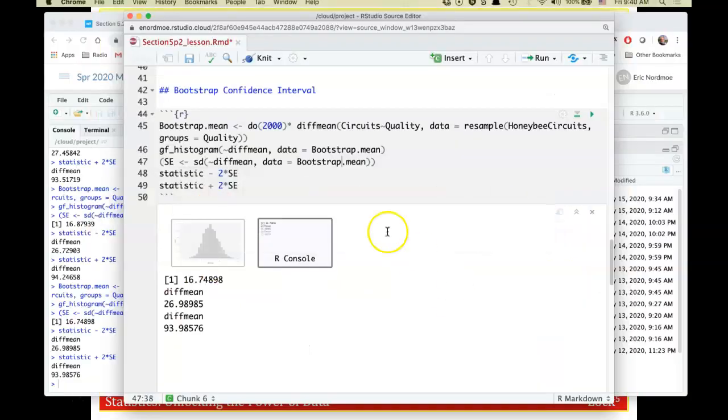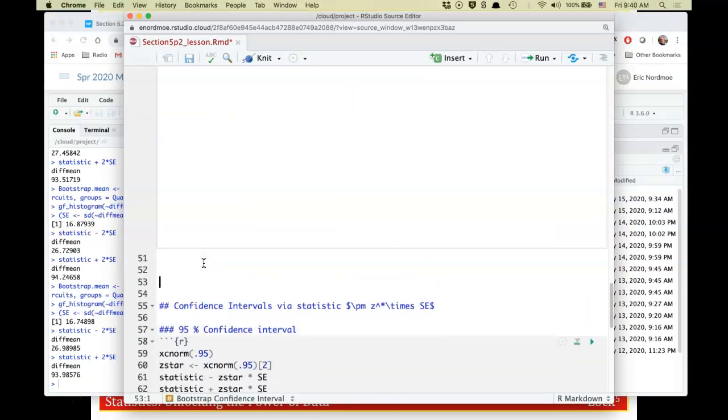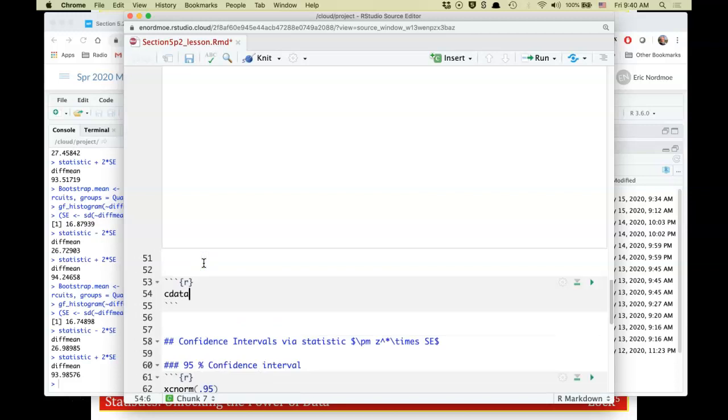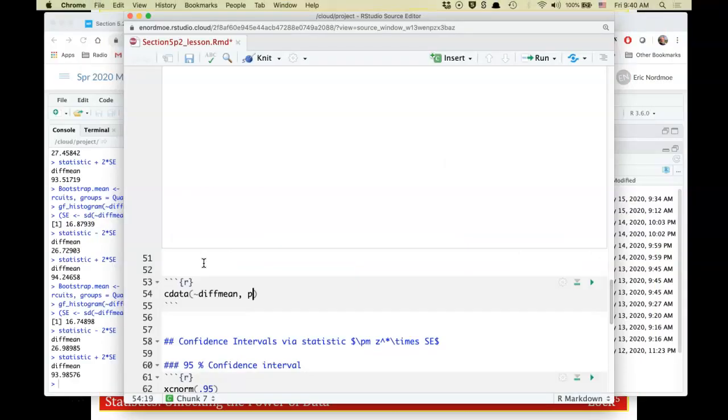So if we wanted to get the percentile interval, we can also do that, and I want to do that to align with what we had, right? So we'd use CData, we'd use diff mean, and we'd use P equals 0.95. We want to line up with the 95%, so P equals 0.95, and data equals bootstrap dot mean in this case.